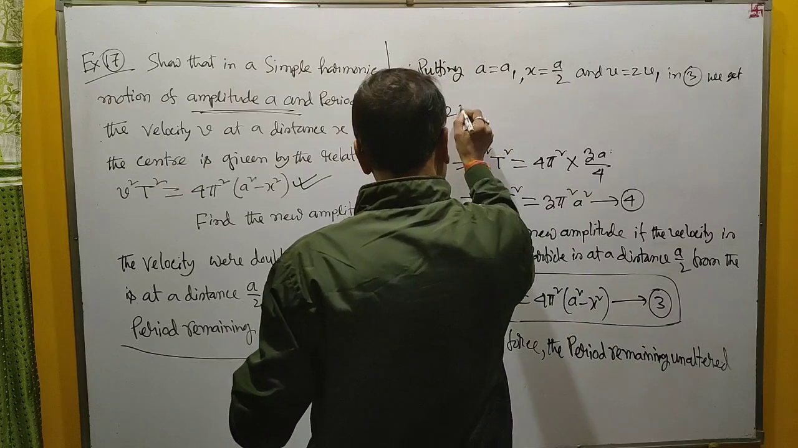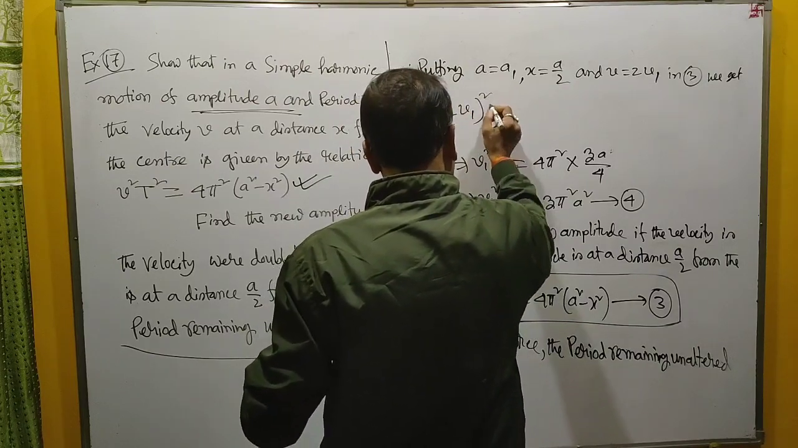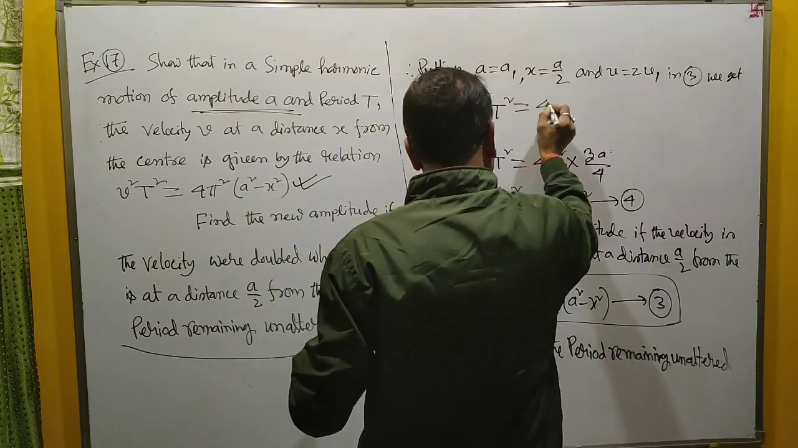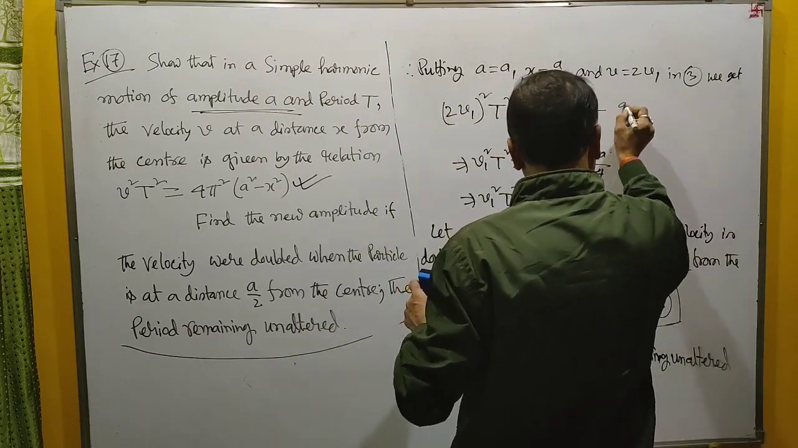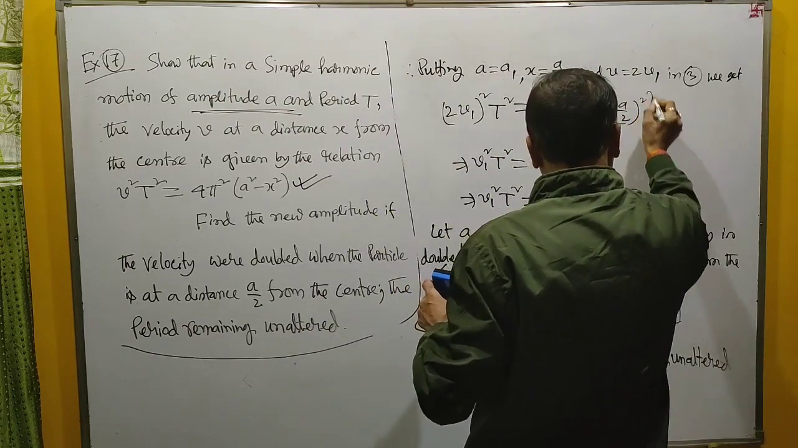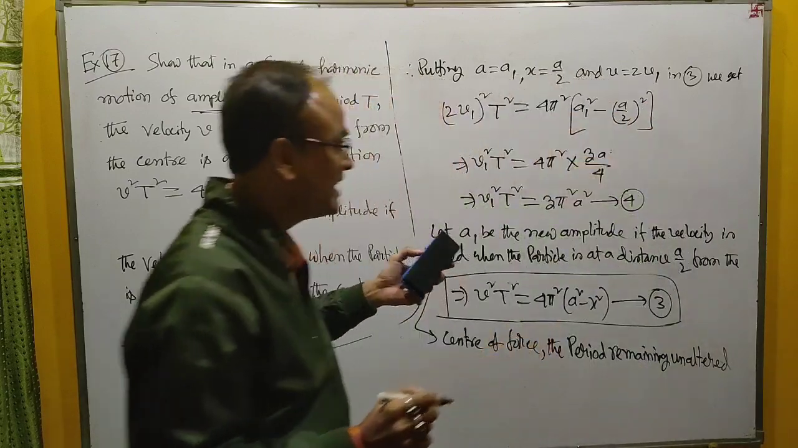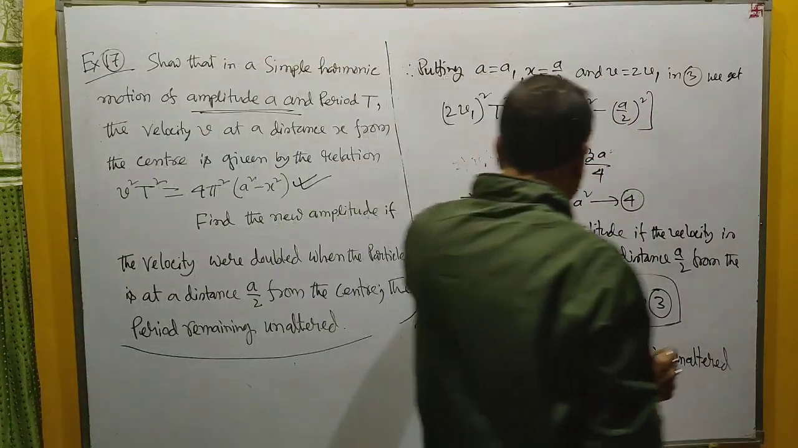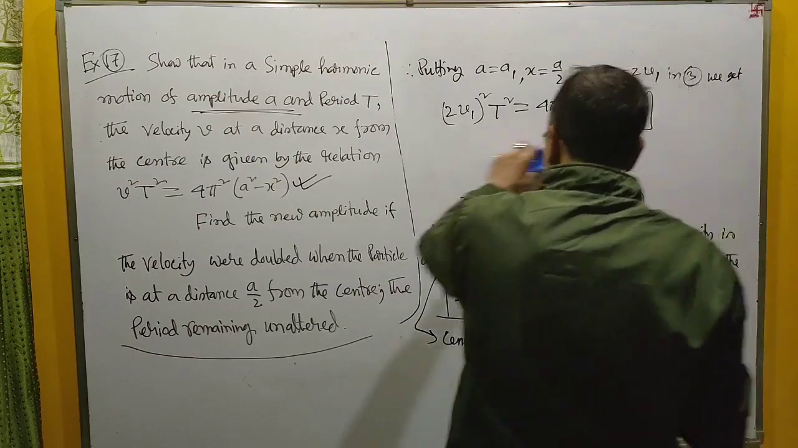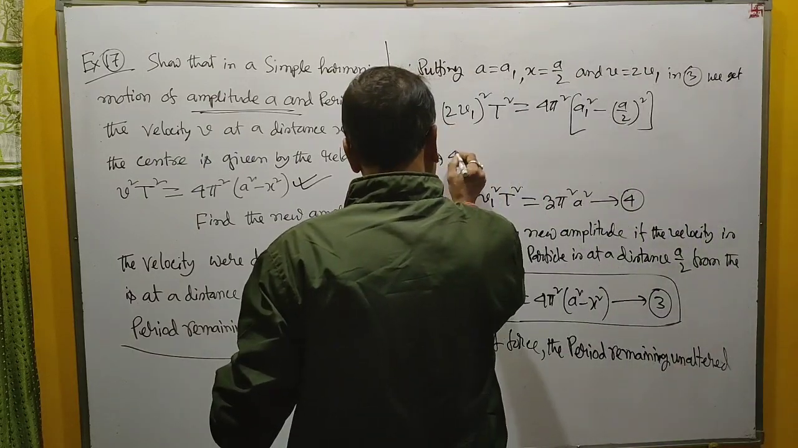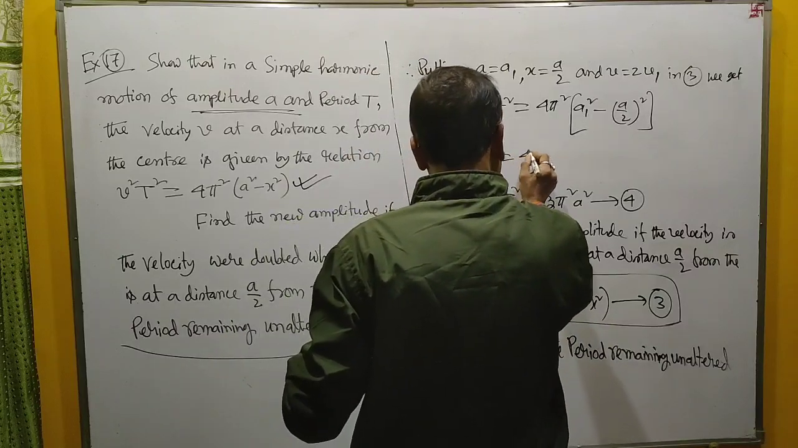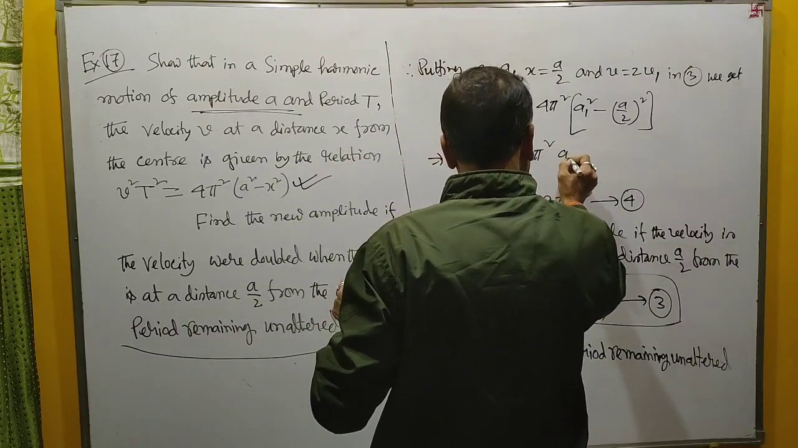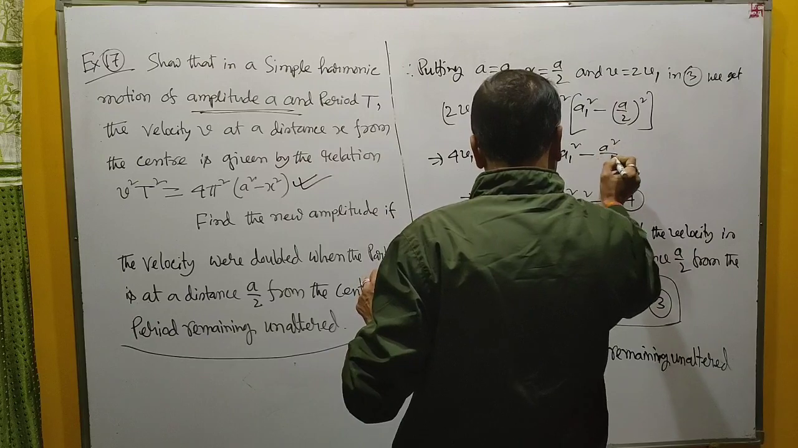Twice V1 whole square T square equal to 4 pi square into A1 square minus A by 2 whole square, where A1 is the new amplitude. We have to find A1. This means 4 V1 square T square equal to 4 pi square into A1 square minus A square divided by 4.